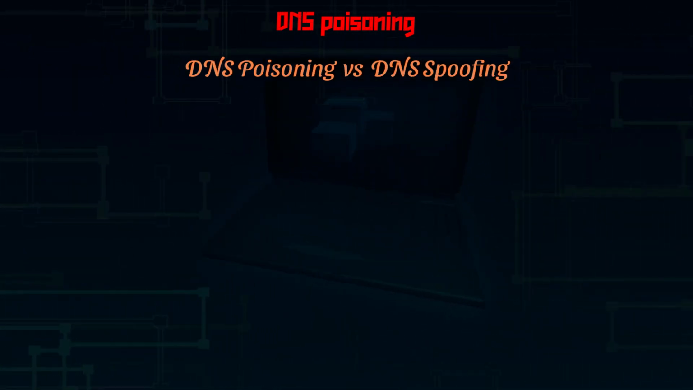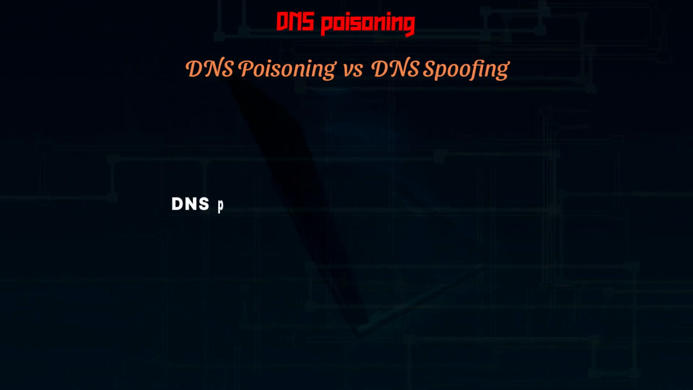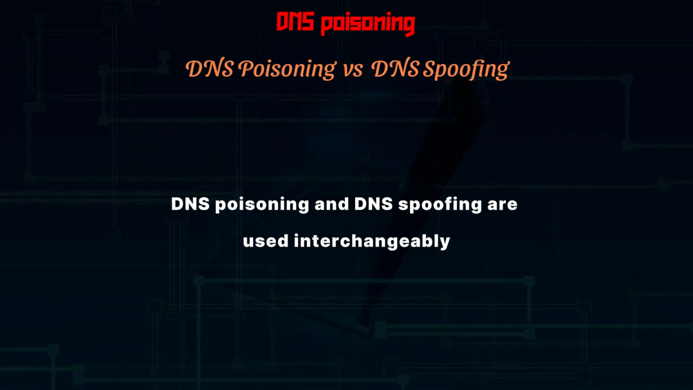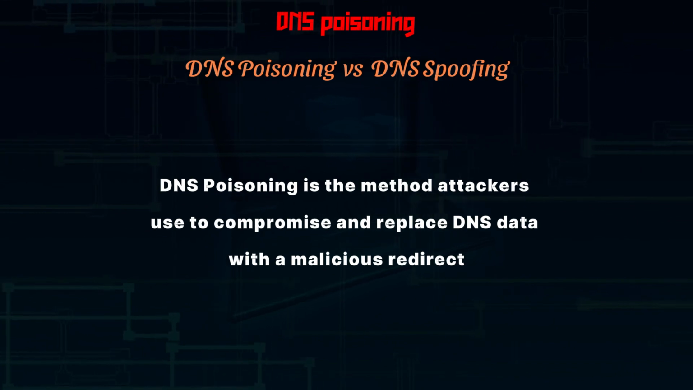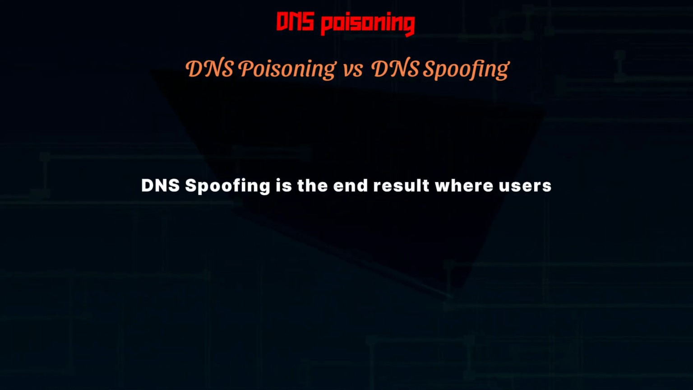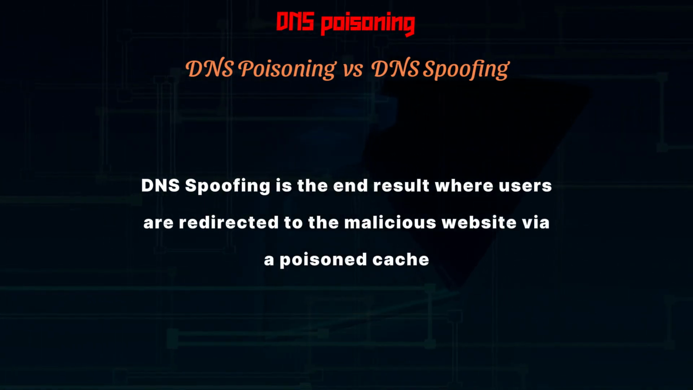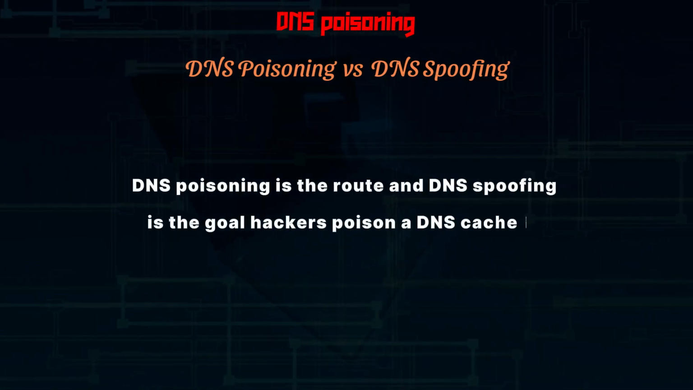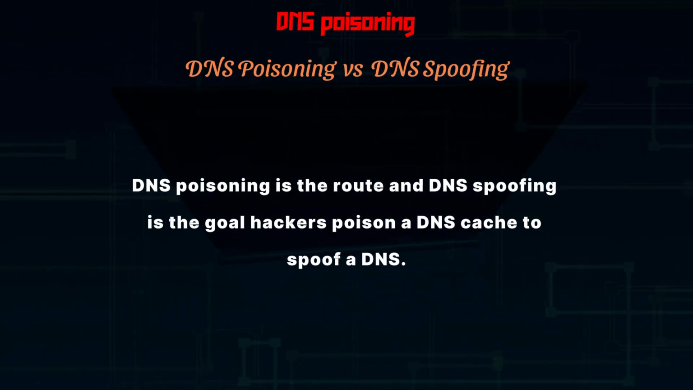DNS poisoning versus DNS spoofing. While the terms DNS poisoning and DNS spoofing are used interchangeably, there's a difference between the two. DNS poisoning is the method attackers use to compromise and replace DNS data with a malicious redirect. DNS spoofing is the end result, where users are redirected to the malicious website via a poisoned cache. In short, DNS poisoning is the root and DNS spoofing is the goal. Hackers poison a DNS cache to spoof a DNS.